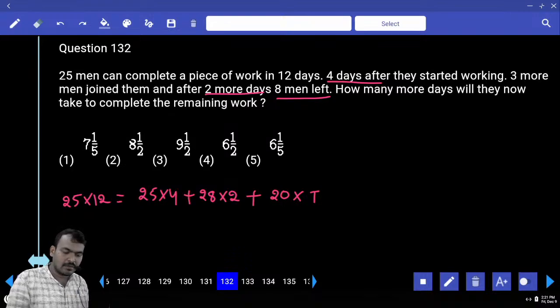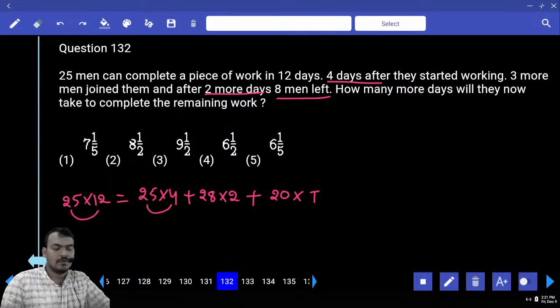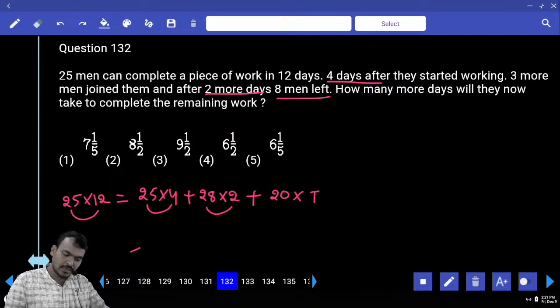Plus equal or not? Yes or no? 25 into 12 and 25 into 4. The difference is 25 into 8 or not? Yes or no? 25 8 times 200. 28 2s are 56. 200 minus 56 is 144. Then T is equal to 144 by 20.